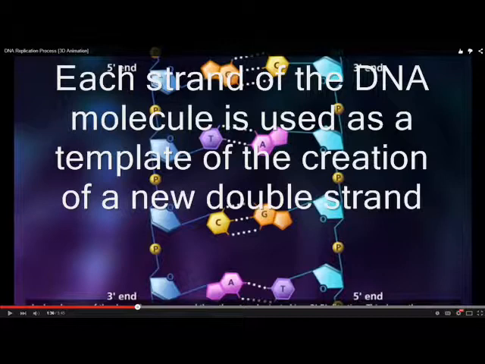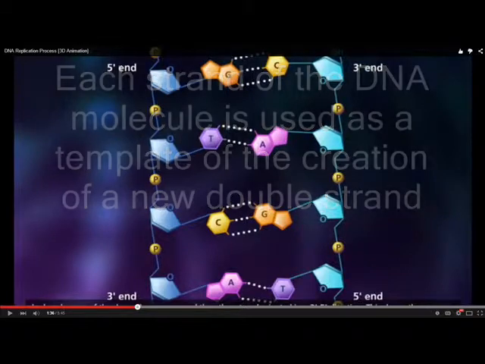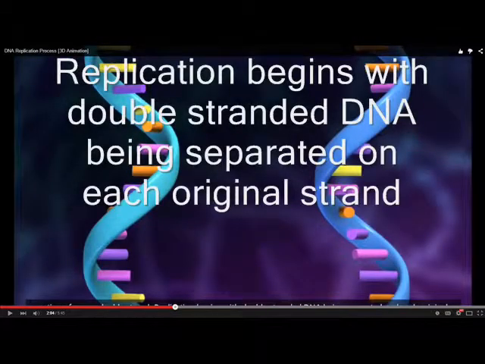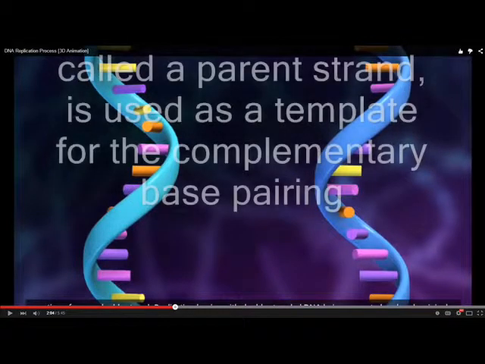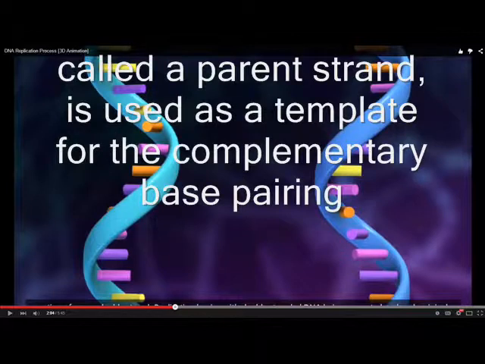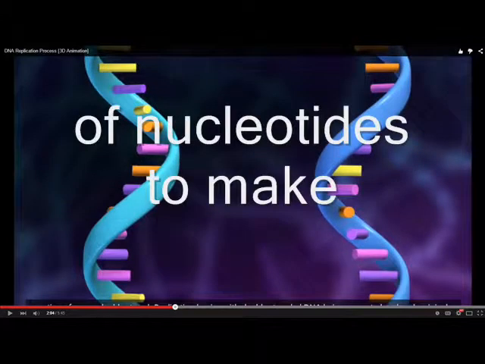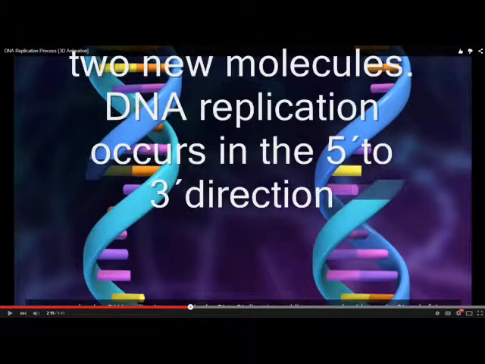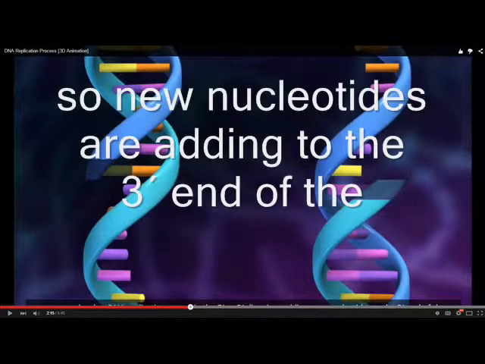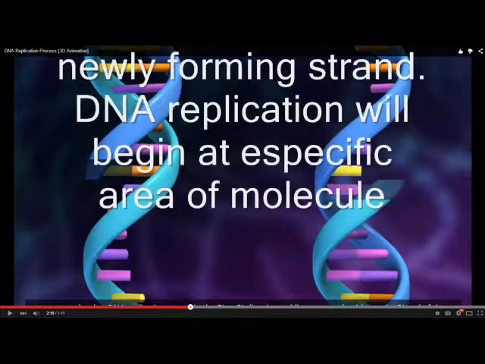Each strand of the DNA molecule is used as a template for the creation of a new double strand. Replication begins with the double-stranded DNA being separated. Each original strand, called a parent strand, is used as a template for complementary base pairing of nucleotides to make two new molecules. DNA replication occurs in the 5' to 3' direction, so new nucleotides are added to the 3' end of the newly forming strand.